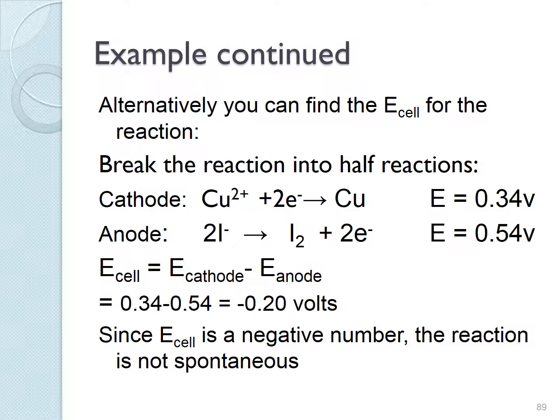Another way that you can do it is just to find the E cell for the reaction, and figure out which is being oxidized. So we know that according to the reaction that we have earlier, the copper is being reduced, so that's 0.34. We know that the anode is the oxidation, and the value is 0.54. So actually E for the oxidation would be negative 0.54. So the E cell is the cathode minus the E for the anode. So 0.34 minus 0.54 gives you a negative 0.2 volts. If E cell is negative, the reaction is not spontaneous. So that's just another way to do that same problem.